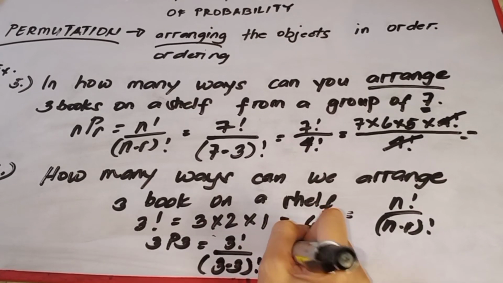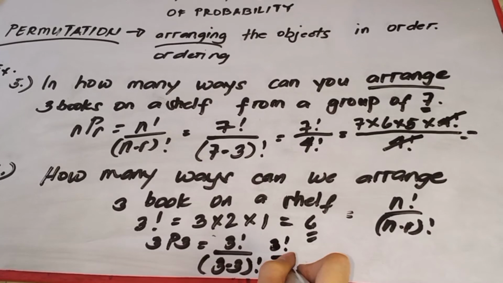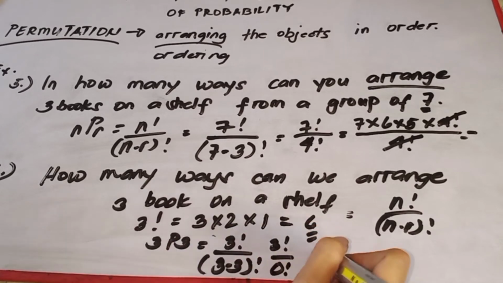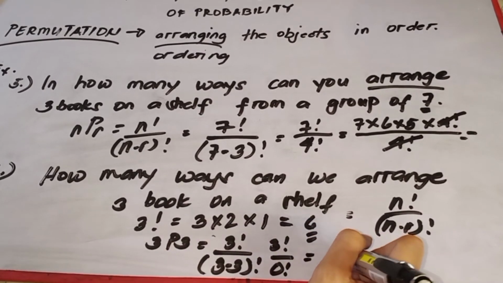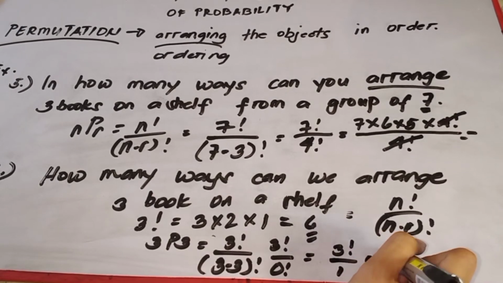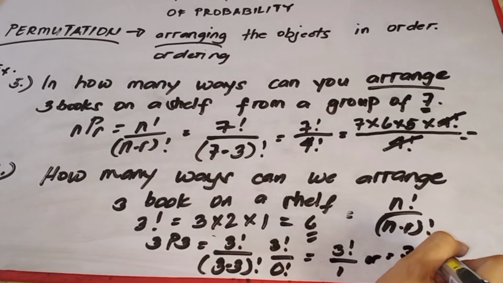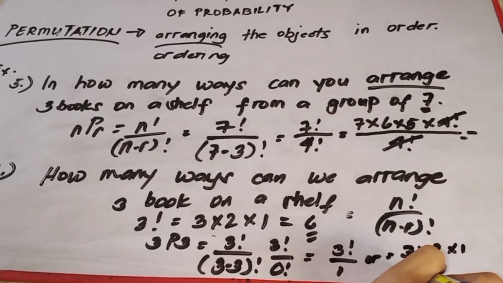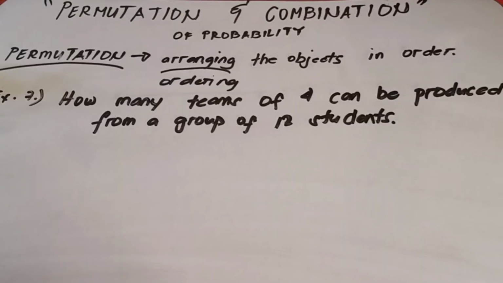So 3 minus 3 factorial, that is 0 factorial. And 0 factorial is always equal to 1. So to simplify, that is 3 factorial over 1, or that is 3 times 2 times 1. That is equal to 6. So pareho lang siya. Okay, so let's have another example.